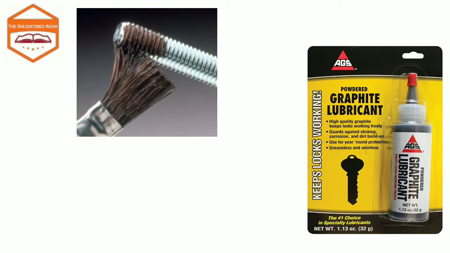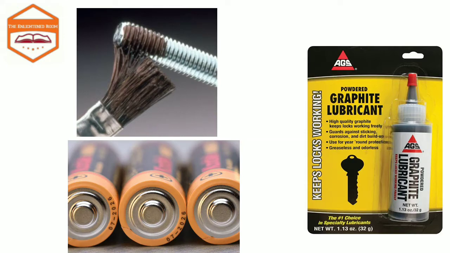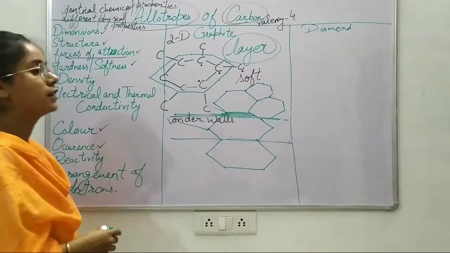Now graphite is non-volatile, so it can also be used as a lubricant for heavy machinery operating at very high temperature. Another use of graphite is being a good conductor of electricity. Graphite is used for making electrodes for dry cells and electric accessories. The carbon brushes of electric motors are also made up of graphite.